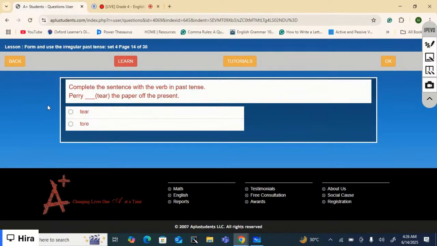Well, tore it is. Tore is correct. Harry tore the paper off the present.